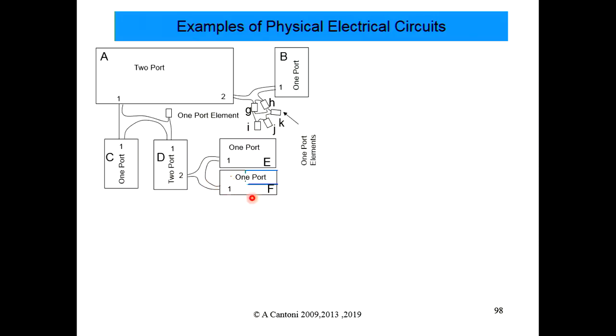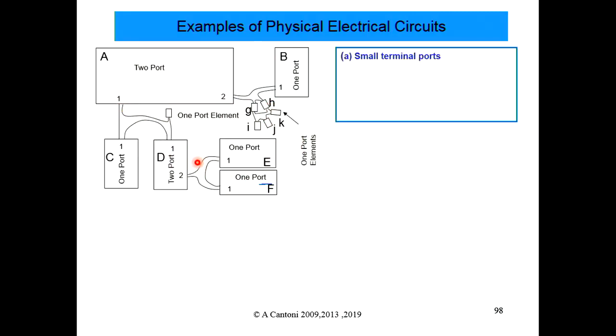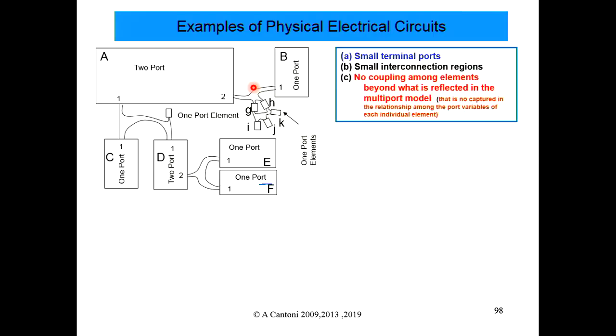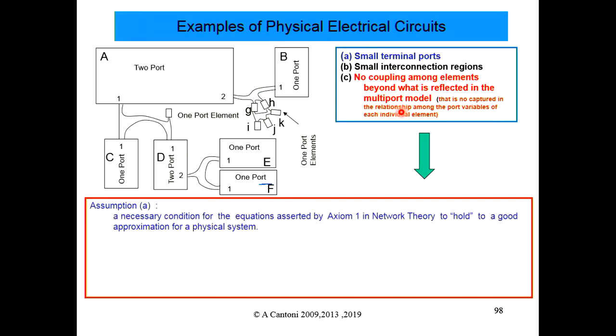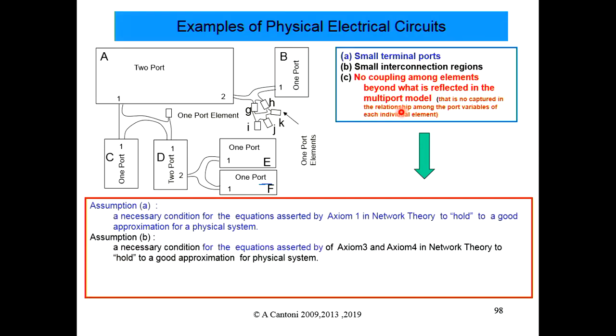So it's just another example of connecting elements together and being able to do circuit theory. We've got small terminal ports, they're close together. We've got small interconnection regions, and we don't have coupling among elements beyond what is reflected in the multi-port model. So it means we can apply circuit theory. We've got axiom 1 holding, axiom 2, axiom 3 and 4.